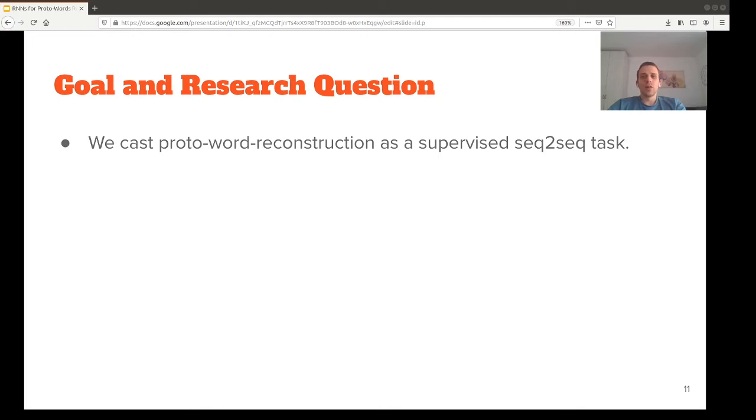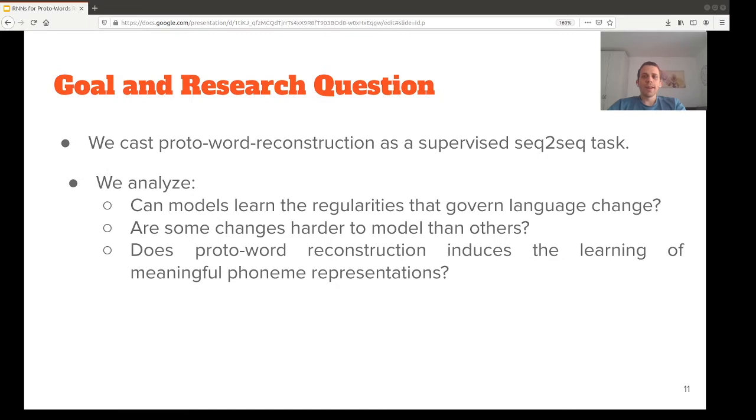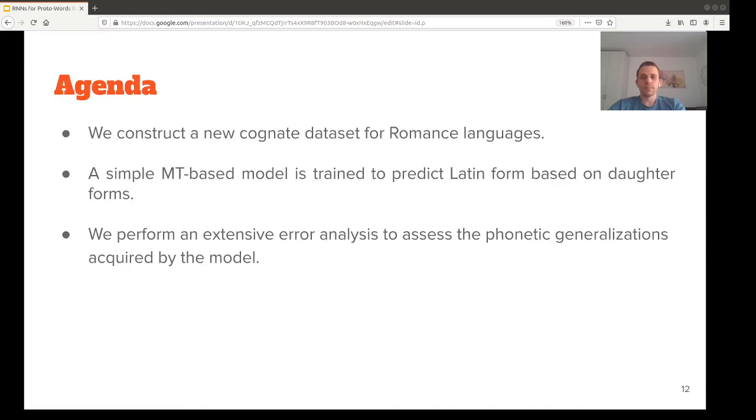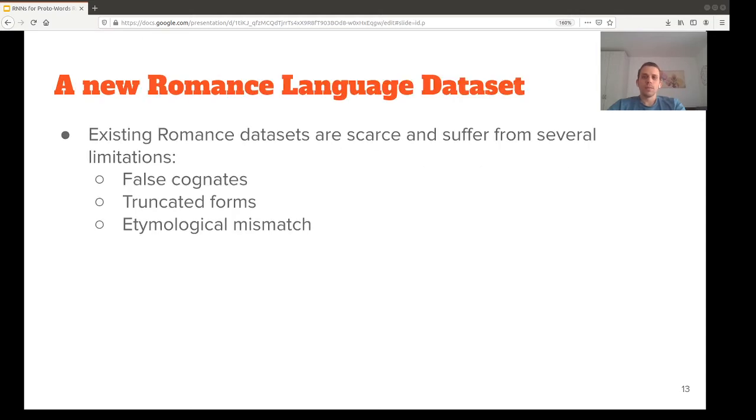The model gets the cognates as an input and outputs the Latin form. We perform an extensive analysis of the model's performance, studying whether it learns the regularities of the sound change, whether some sound changes are more difficult than others, and whether the model learns a meaningful representation for phonemes. To do so, we first construct an extensive etymological dataset of the Romance languages, then we train a simple baseline model over this dataset, and finally we inspect the model's generalizations.